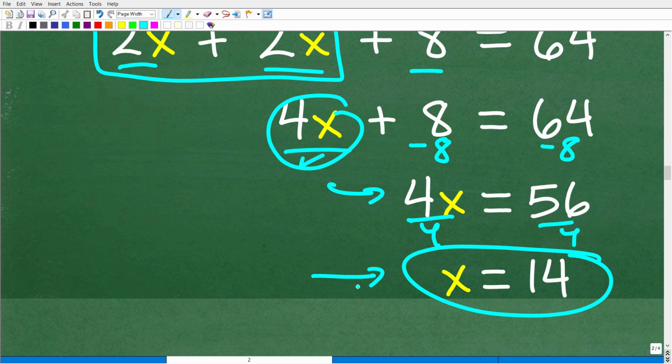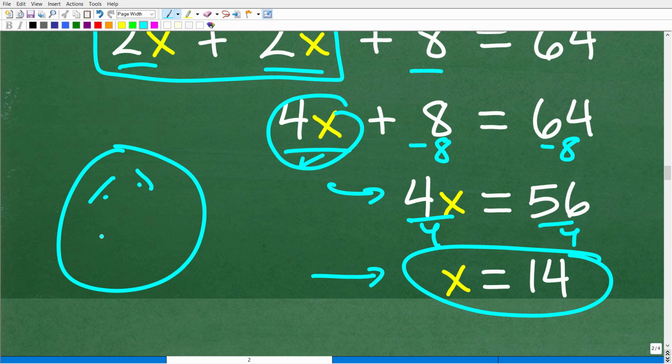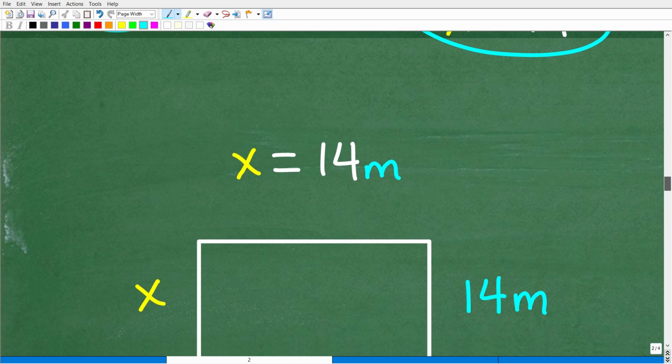Okay, so at this point, a lot of students would be like, yay, I solved the problem. They're just so happy. They're like, yes, I was able to do it. That was a lot of work, but I'm all done. And then they'll just kind of turn in x is equal to 14. No, you're not done, okay? So don't celebrate yet because we still have to answer the question. And the question is, what is the dimensions of this rectangle?